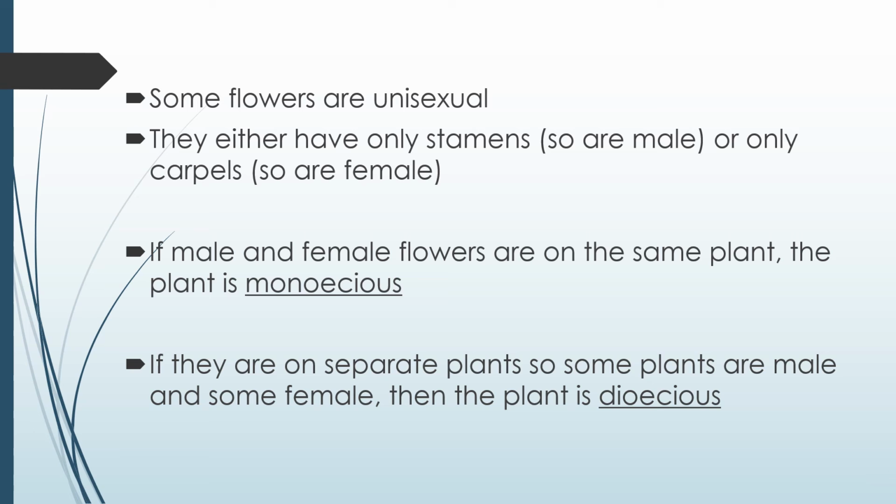Some flowers are unisexual. They either have only stamens, so they're male, or only carpels, so they're female. If male and female flowers are on the same plant, the plant is monoecious. And if they are on separate plants, so some plants are male and some are female, then the plant is dioecious.